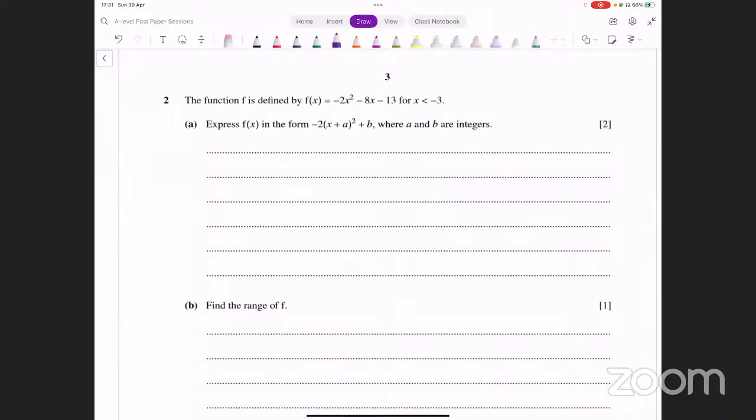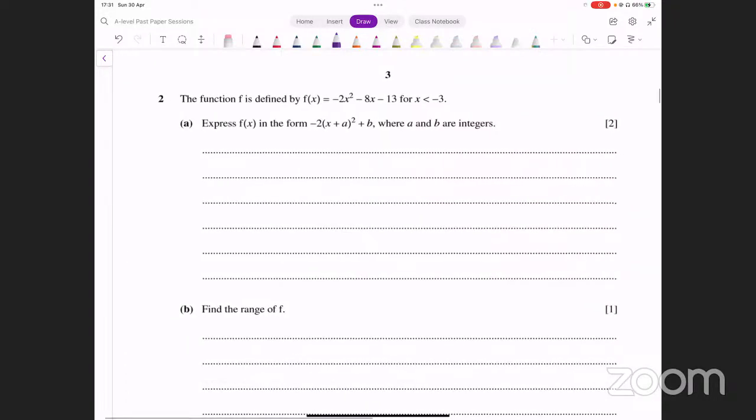Now we have functions. It says the function f is defined by f of x equals minus 2x squared minus 8x minus 13 for x less than minus 3. This is a domain given to you. We need to express f of x in the form minus 2 into x plus a whole squared plus b, where a and b are integers. So first you have to complete the square. Now how can we do that?